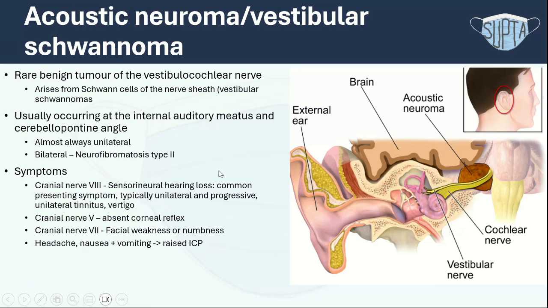neurofibromatosis type 2. In terms of symptoms, you can have sensorineural hearing loss, which is common, and it's typically unilateral and progressive. You might have tinnitus and vertigo. They have an absent corneal reflex, and then facial weakness or numbness, and may have headache, nausea, and vomiting to do with raised intracranial pressure, which obviously tends to be a bit more late stage. So the most common presenting symptom is the hearing loss.